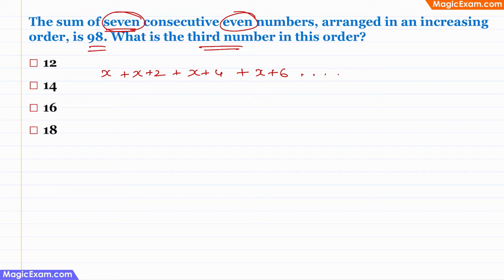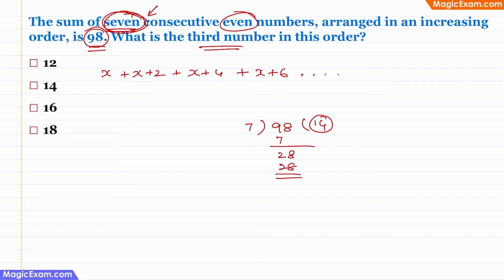So we are dealing with 7 consecutive even numbers. So there is a very simple way of solving this problem. We know that the sum of these 7 consecutive even numbers is 98. So if we divide this 98 by 7, we'll get the average of all these 7 numbers, right? So that's how averages work. 7 ones are 7, 7 twos are 14. So 14 is the average of these 7 consecutive even numbers.